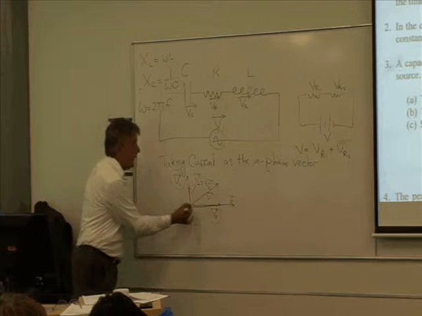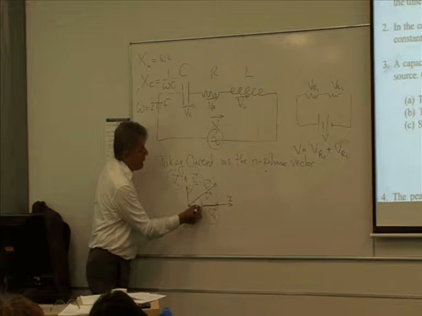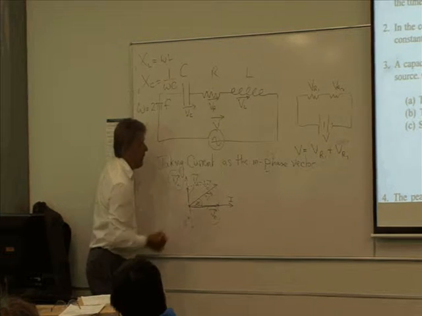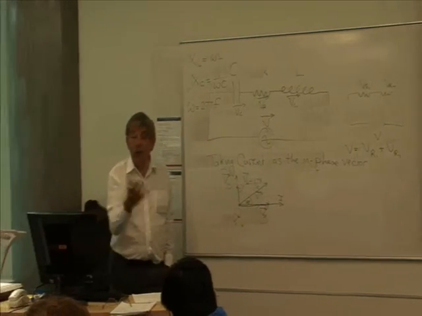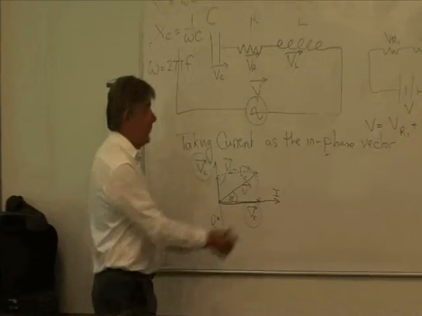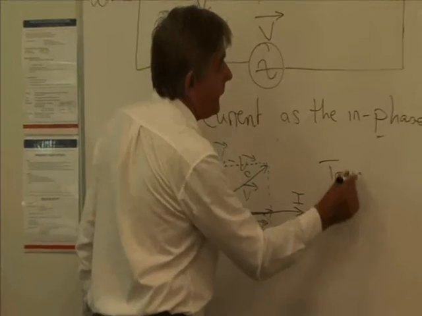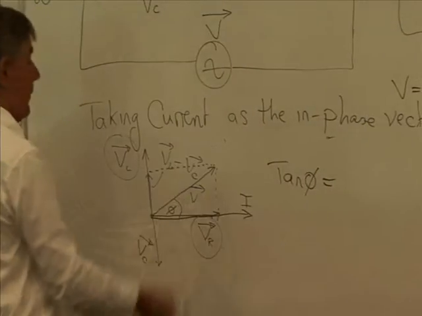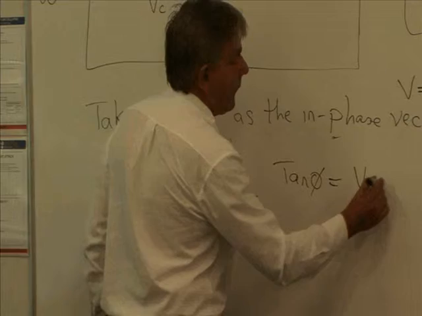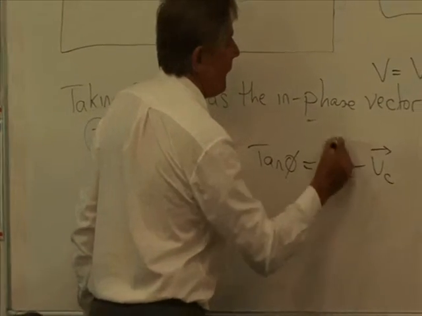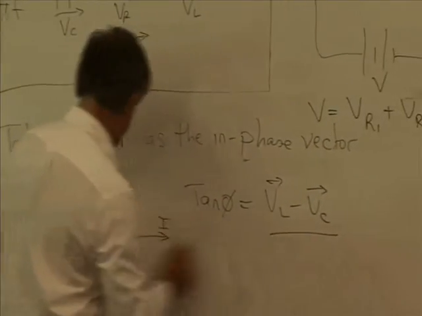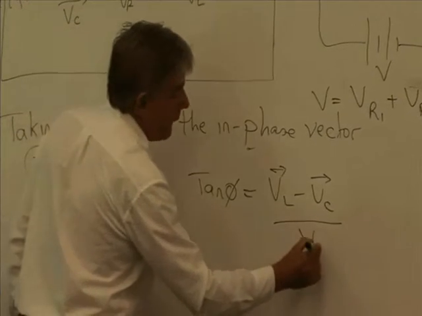Phase angle is the angle between the voltage we apply and the current, our reference vector. So we can use tan phi is the opposite, which is VL minus VC, over the adjacent, which is VR.